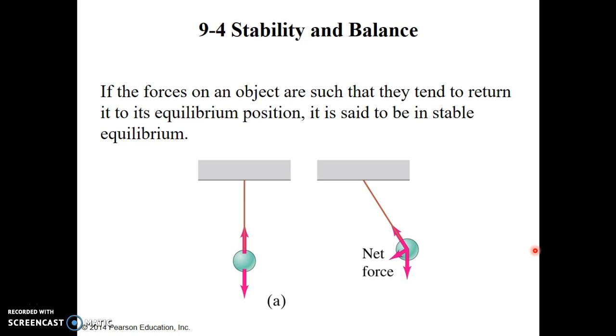When this happens, when an object is displaced from its equilibrium, one of three things can happen. In this picture, we have a displacement from equilibrium, and the net force is going to bring it back to its equilibrium position. This is said to be a stable equilibrium, where the force always brings it back to its equilibrium position.